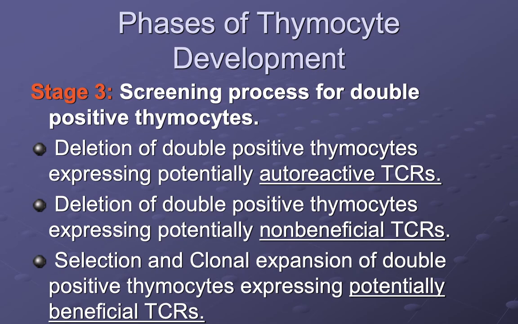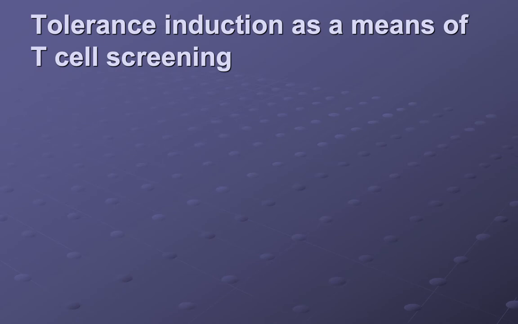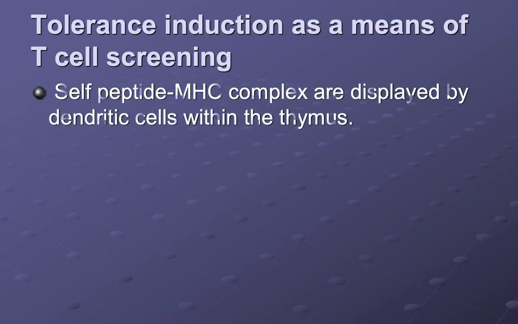Now, you might be asking the question, how does the screening process happen? How does it occur? A process known as tolerance induction enables T cell screening. Okay, so you remember how antigen presenting cells are involved in the process of antibody production and recognition of foreign material, of foreign antigen? The same cells are actually involved in this process.